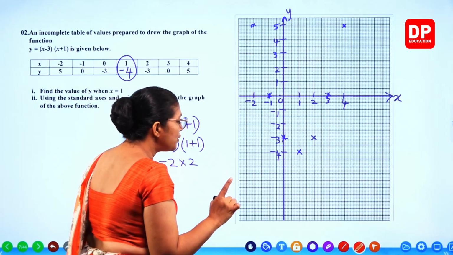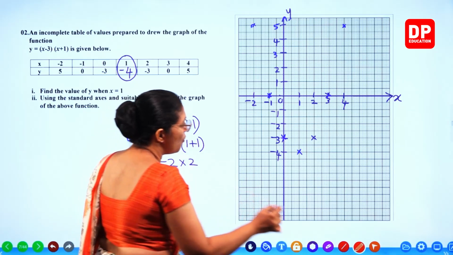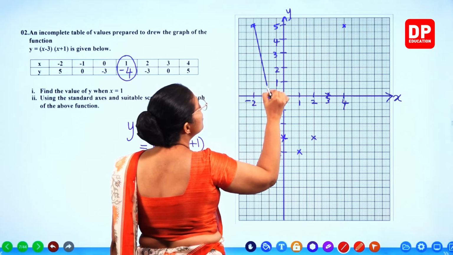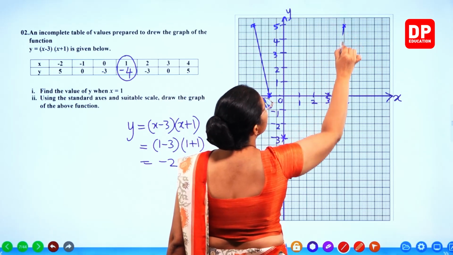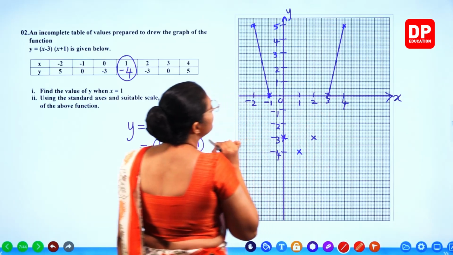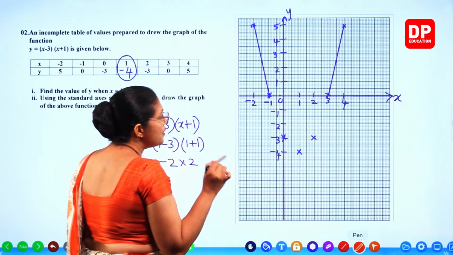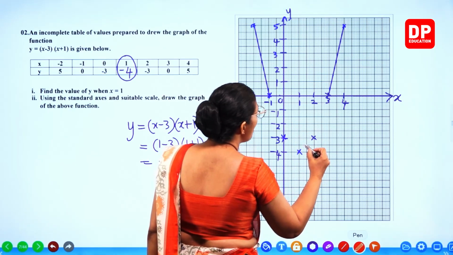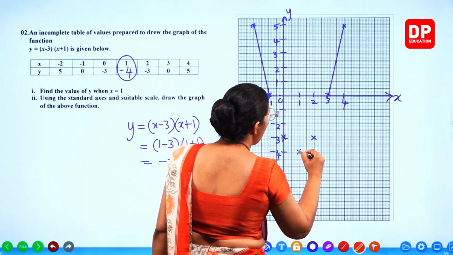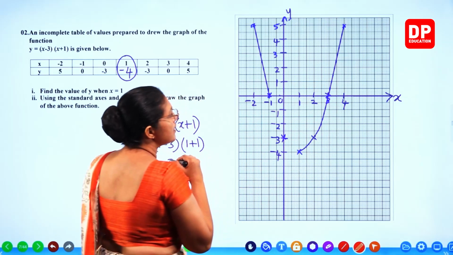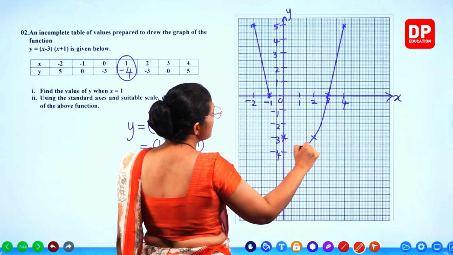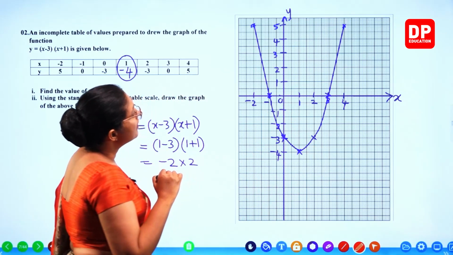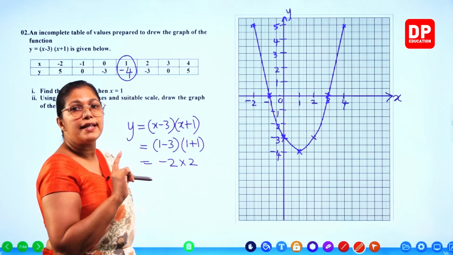Now you have to smoothly connect these points. So what is my advice? You can take the ruler only to connect the corner points. But for the other part, don't use the ruler, just you need to connect smoothly. So we can start from the vertex point and then smoothly connect that. So let's try the other part. So you can connect like this. So this is the final graph.